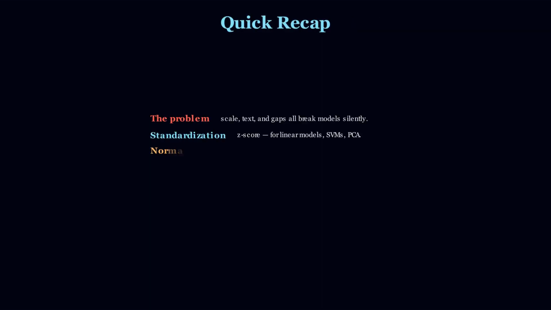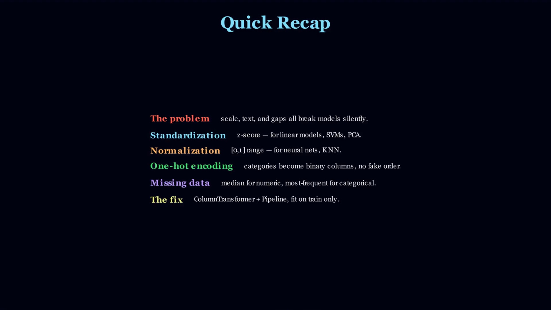Quick recap before we go. The problem: scale, text, and gaps all break models silently. Standardization for linear models. Normalization for neural nets. One hot encoding for categories, no fake order. Median for missing numeric data, most frequent for categorical. And all of it wrapped in a column transformer and pipeline.